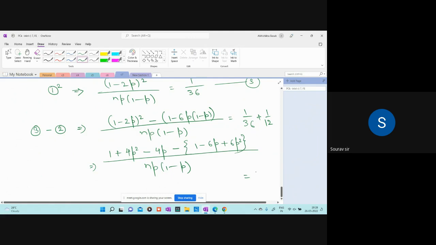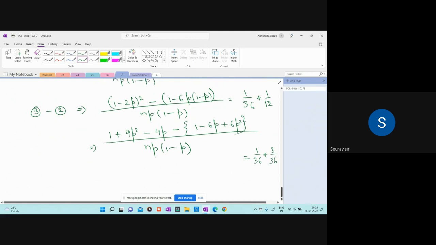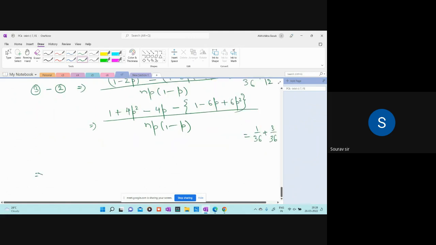is going to give me how much? 1 by 36 plus 3 by 36. Just for easy sake of the calculation, I am just writing this. So that is going to give me 1 plus 4p square minus 4p minus 1 plus 6p minus 6p square by np into 1 minus p, that is equals to 4 by 36.